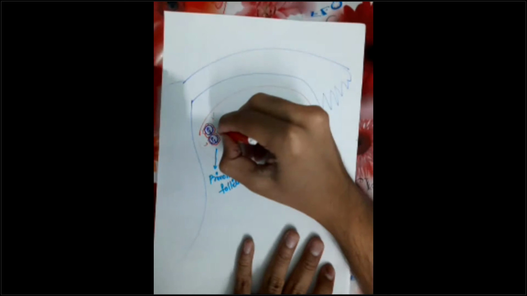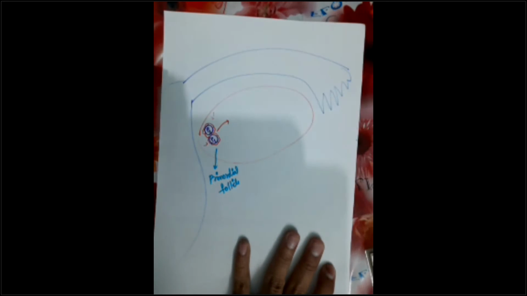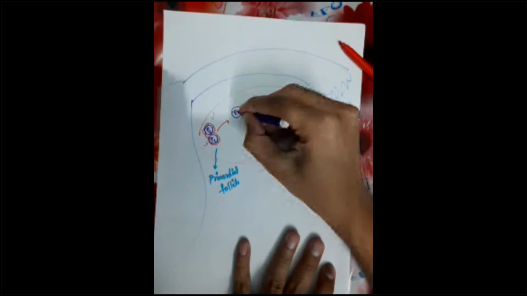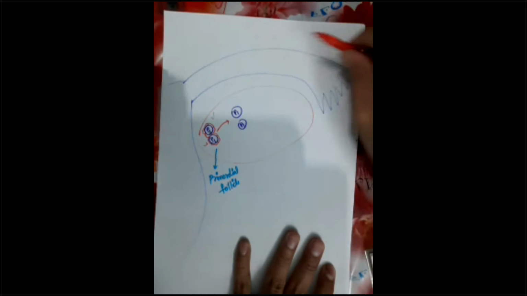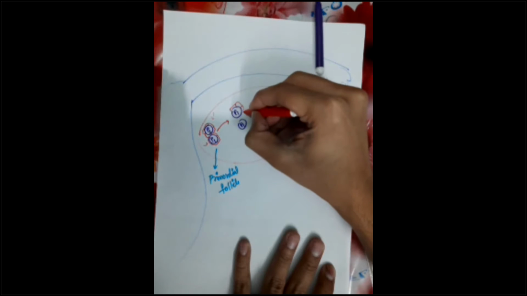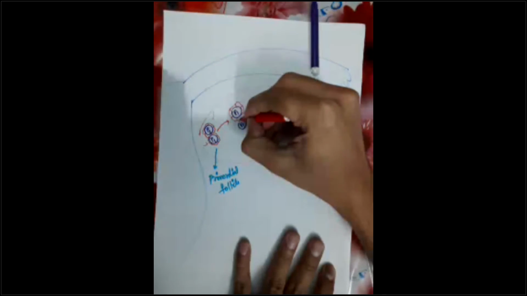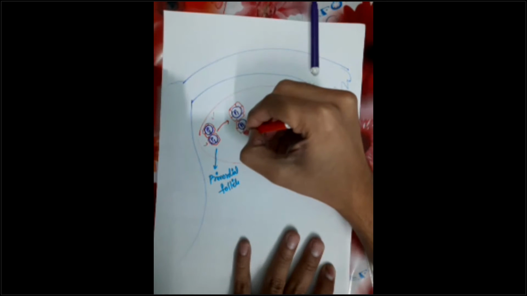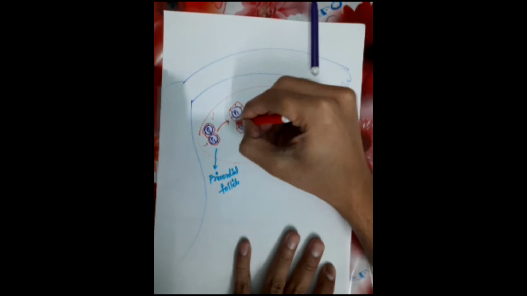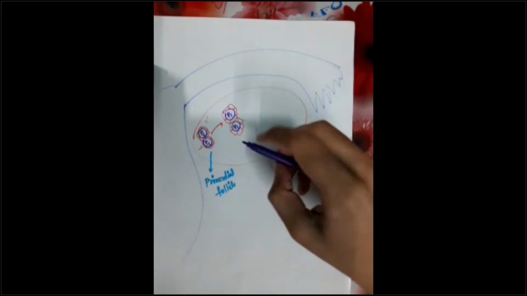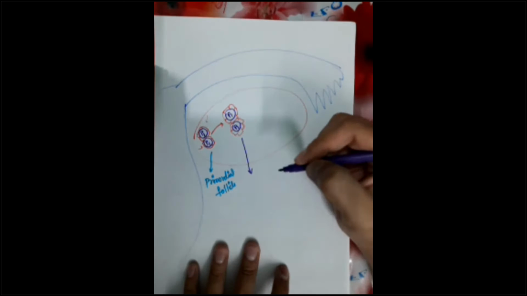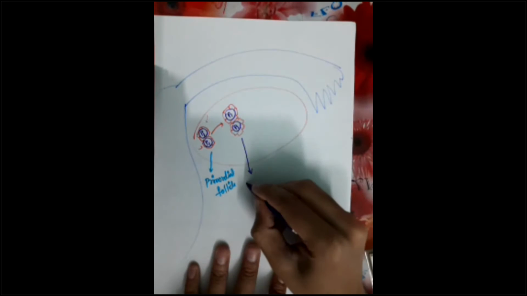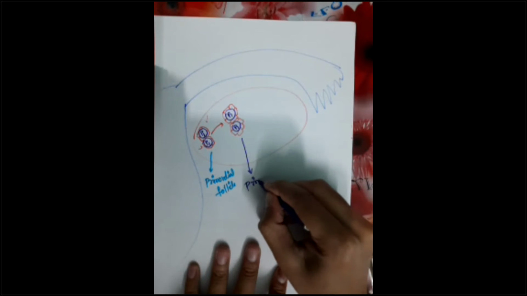Now this flat layer of cells will become cuboidal, and the primary oocyte is now surrounded by cuboidal cells. If it was surrounded by a flat layer of cells, it was known as the primordial follicle. If it is now surrounded by cuboidal cells, it will be known as the primary follicle, guys.